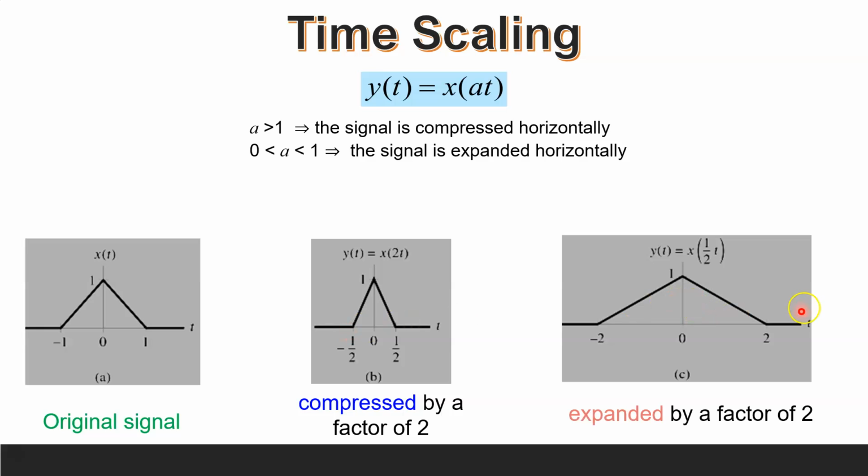Now if the time is scaled by half, as shown in this equation here, it means that your signal is expanded by a factor of 2. You can see the width here becomes wider. So instead of 2 units here, now it becomes 4 units.